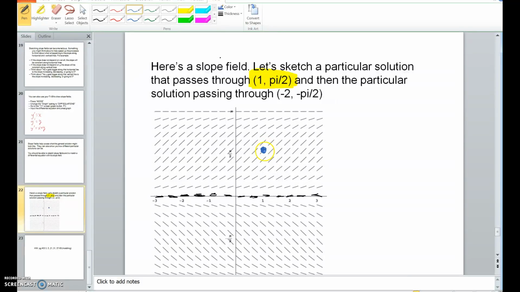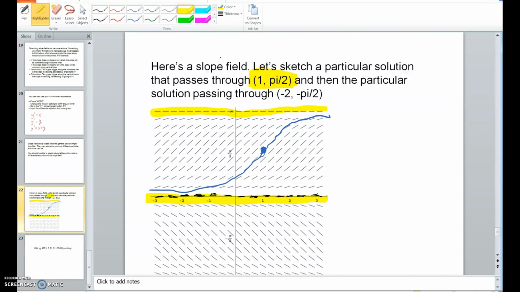So if I move to the right, I'm just going to follow the tiny tangents. And I get something that looks like that. If I start at the point I drew and move to the left, I'm following the tiny tangents. And I'm going to get something that looks like this. So when you see a line of horizontal tiny tangents, that represents a horizontal asymptote, and we're not going to cross those. So this blue line is what the particular solution to the differential equation belonging to the slope field gives us.